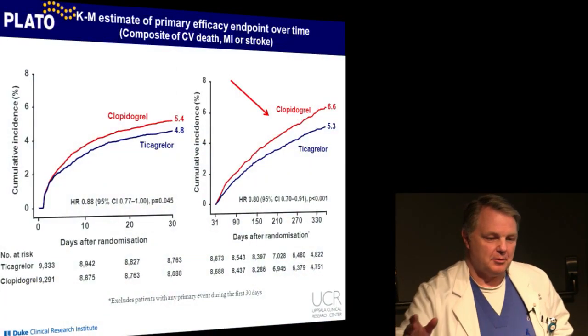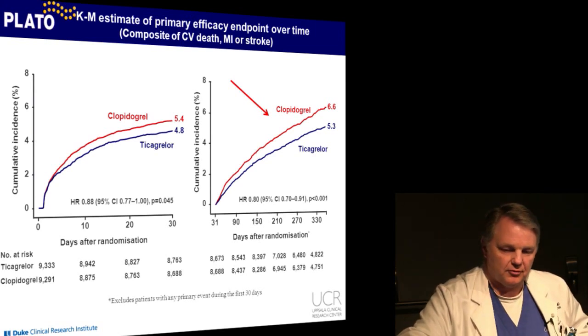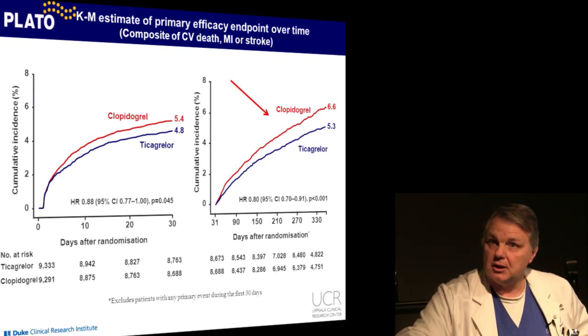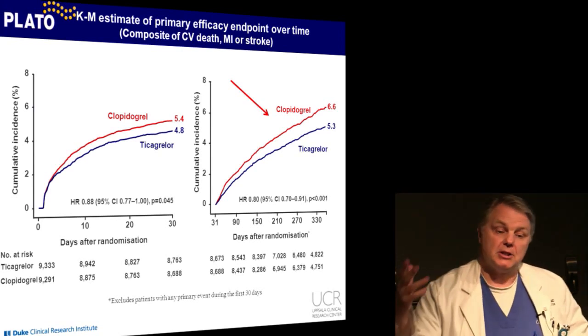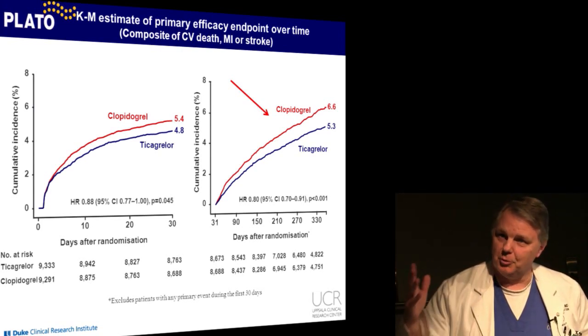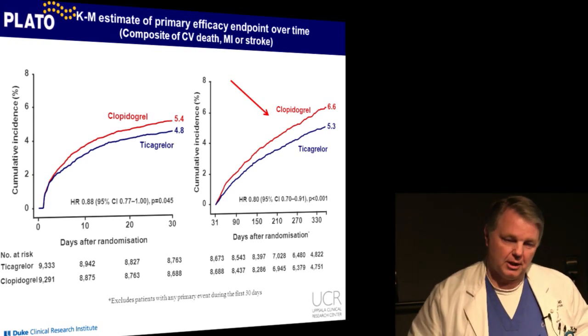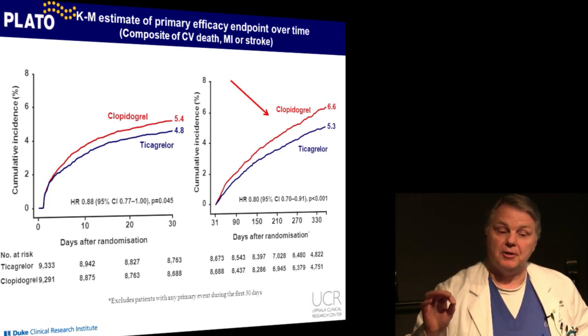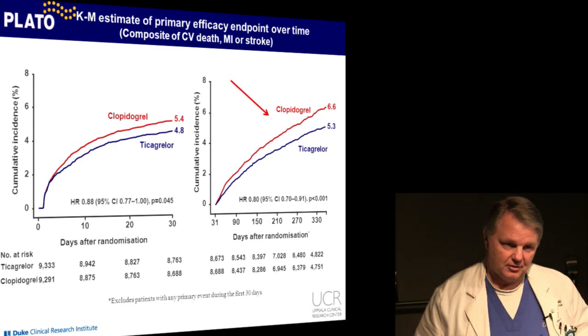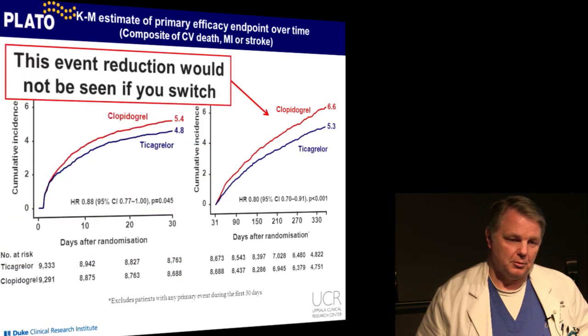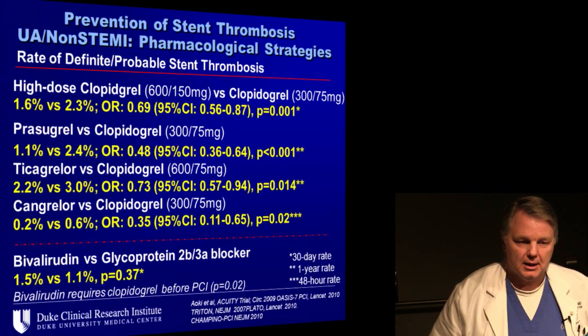Now here is the data broken down from the invasive trial from PLATO, looking at the first 30 days versus the second 30 days. And remember, most of the pharmacy plans won't actually hit you until day 31. And now you can see what happens. The curves actually separate, if anything, slightly more after 31 days in the PLATO trial in the invasive arm. This event reduction would not be seen if you switch. So obviously there are important issues here about not switching.